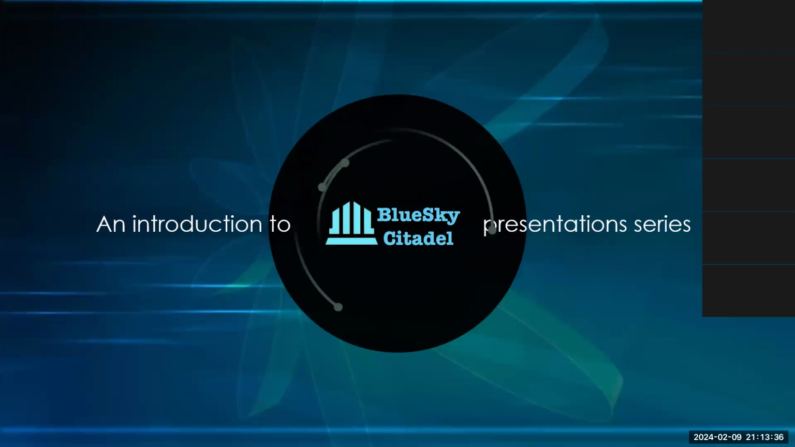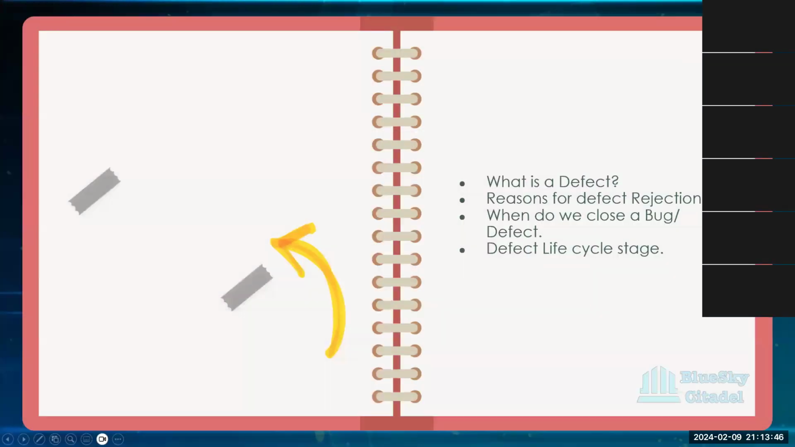Tonight we'll be talking about defect life cycle or bug life cycle. Some of the topics we'll be talking about today are what is a defect, reasons for defect rejection, when do we close a bug or defect, and defect life cycle stages.